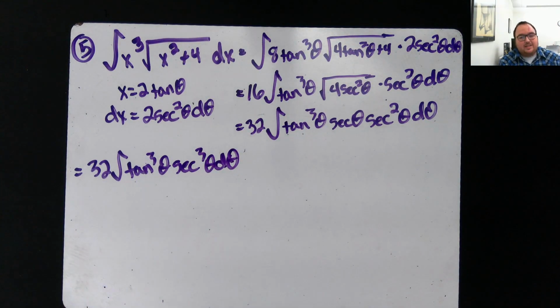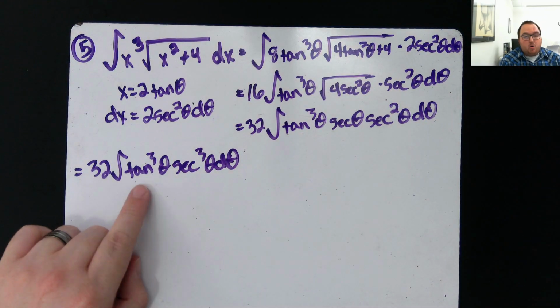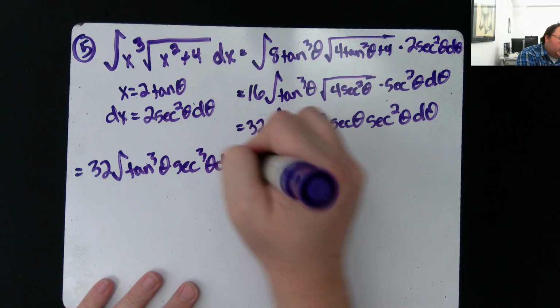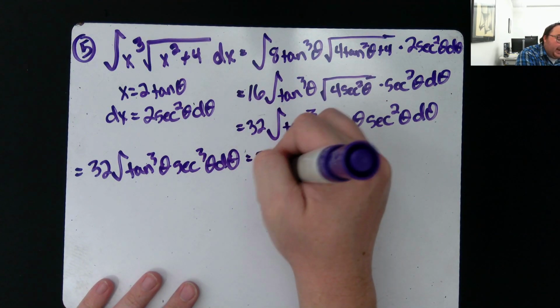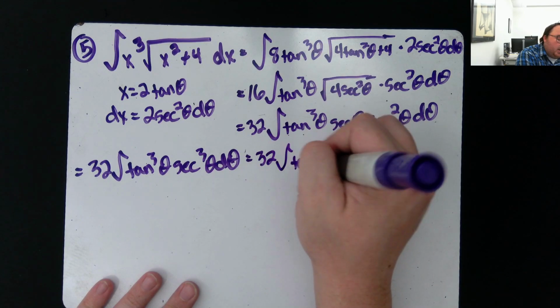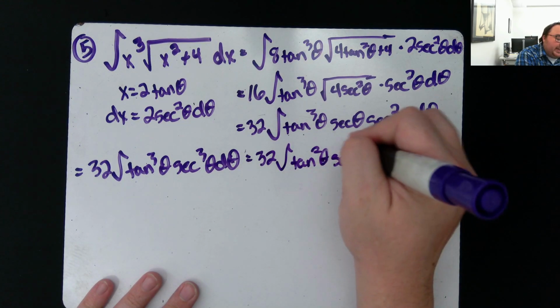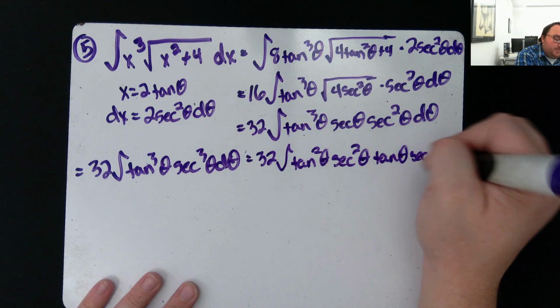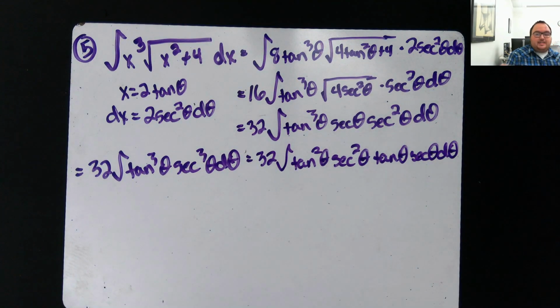And we can do this. In fact, we did one almost exactly like this when we did section 3.2 in our last class, on the very last one of these. Remember, whenever they are both odd, I want to take out one of each. So this is going to be 32. Take out one tangent, and we're left with tangent squared. Take out one secant, we're left with secant squared, which will leave me with one tangent and one secant. Why is this helpful?